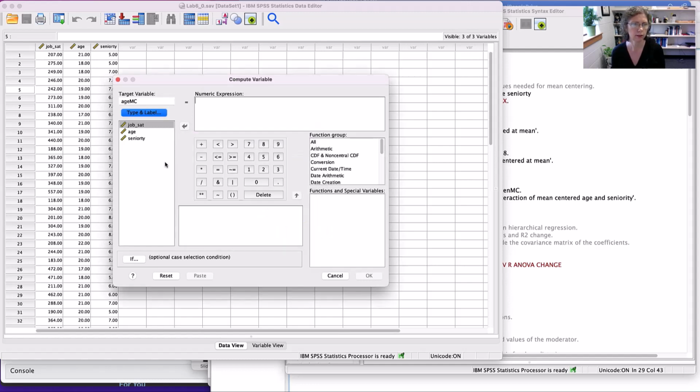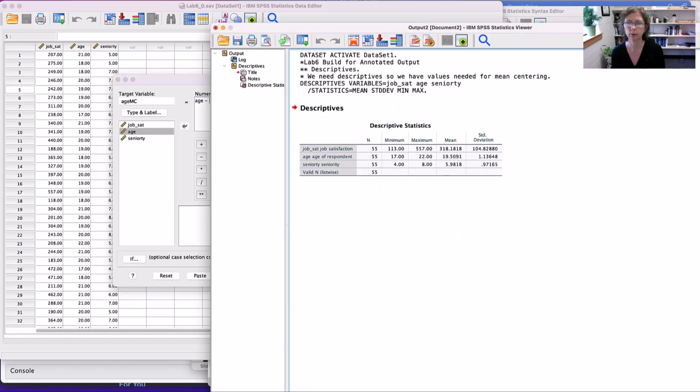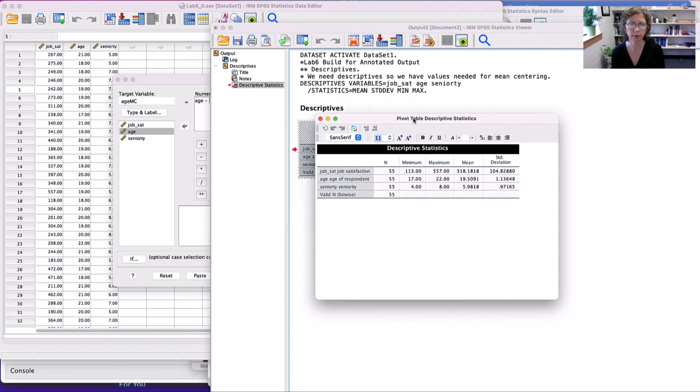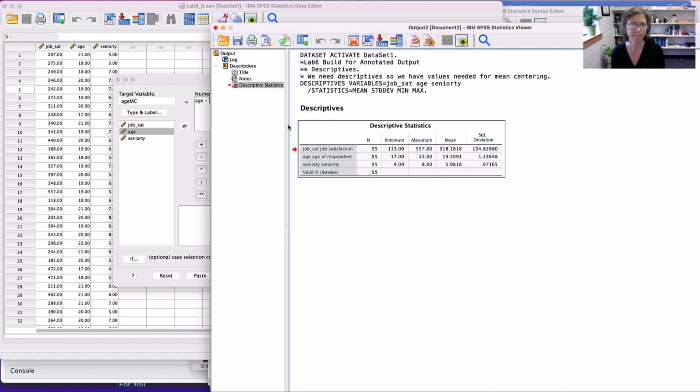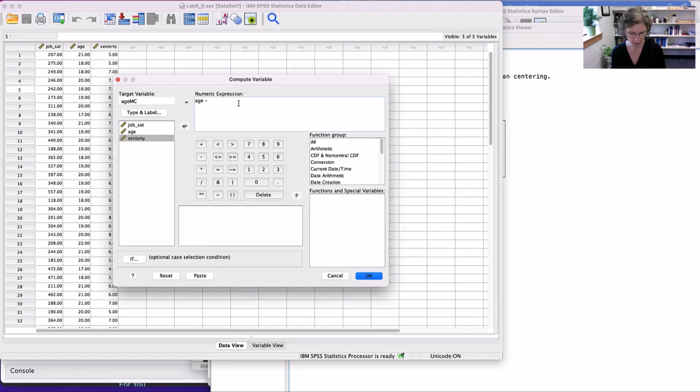And hit continue there. And what I want is age minus the mean. What was the mean? We just pulled it. And if you double click in your table and get it to open up like the pivot table thing, you can get the whole number there. So I'm going to copy that and then go and paste it. So that's going to be my new variable of age mean centered. So paste and run from syntax.